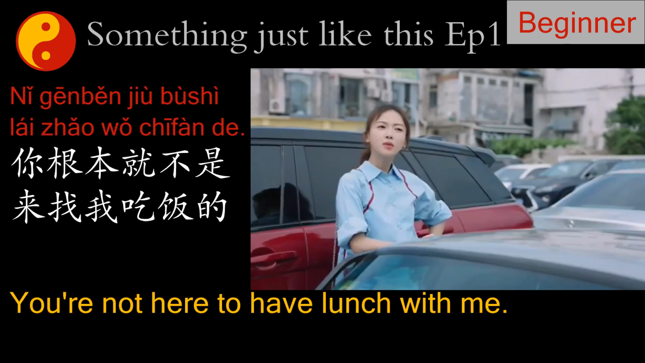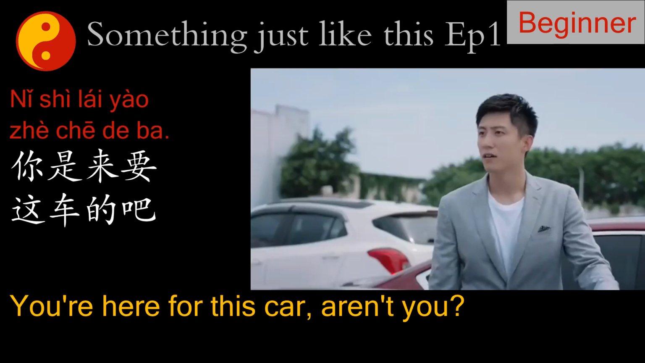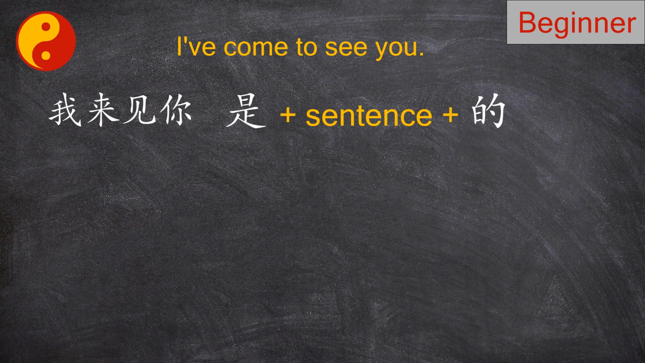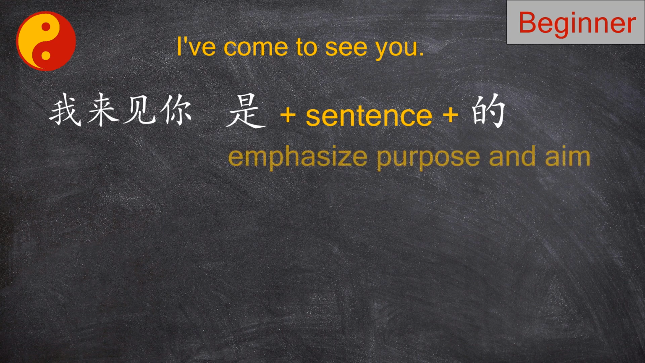我看出来了，你根本就不是来找我吃饭的，你是来要这车的吧？ How to say I've come to see you. 我来见你. This is the simplest form. We could put more emphasis, using the structure 是 plus sentence plus the. Apart from emphasizing details like what, when, where. This structure is also used to emphasize purpose and aim. So, 我是来见你的 means my purpose of coming here is to see you.